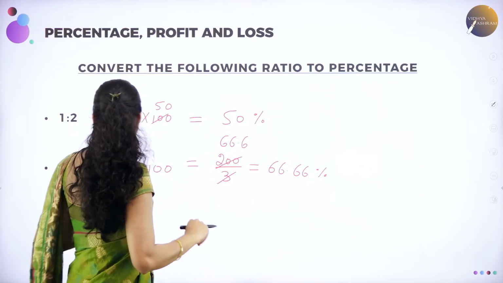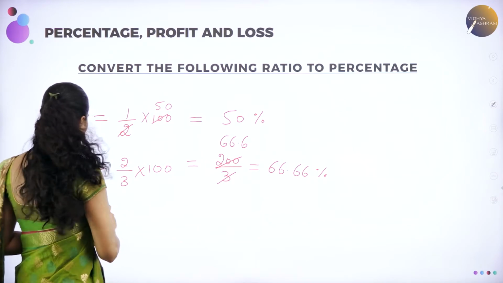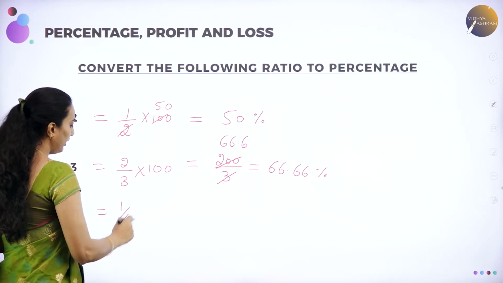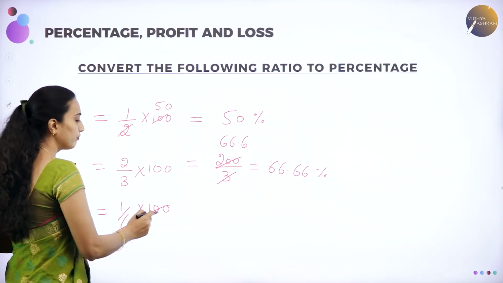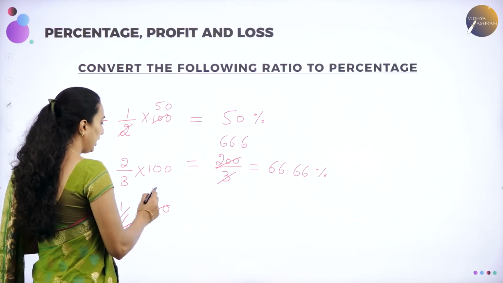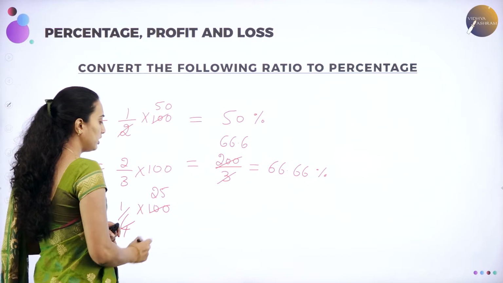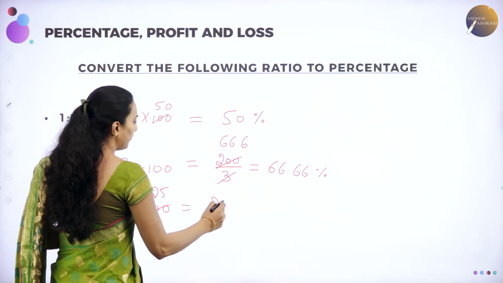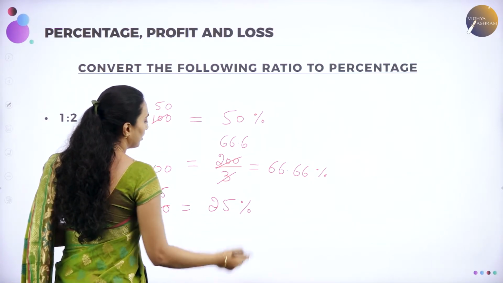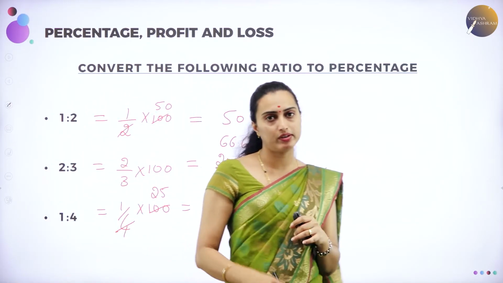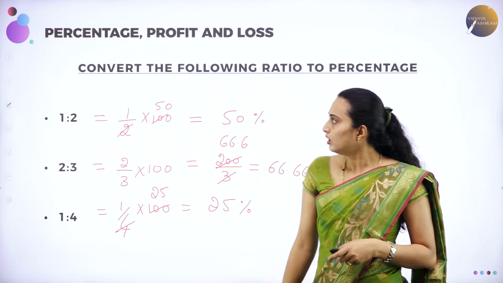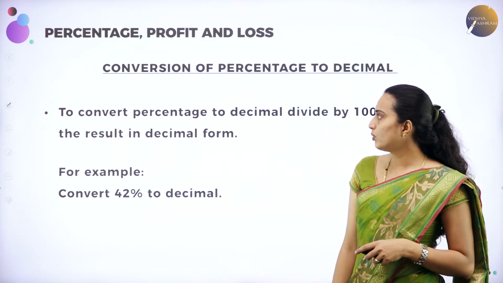Yes. We'll move on to the conversion of 1 by 4. 1 by 4 into 100. Now you already know 4 1s are 4, 4 2s are 8, again 4 5s are 20, which is equal to 25%. Now, how is this easier? Conversion of a ratio to a percentage. Okay dear students, we'll move on to the next one.